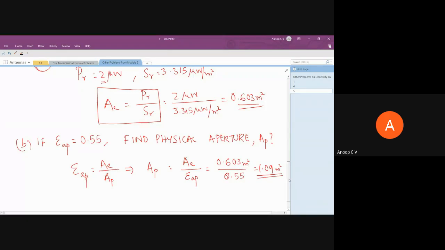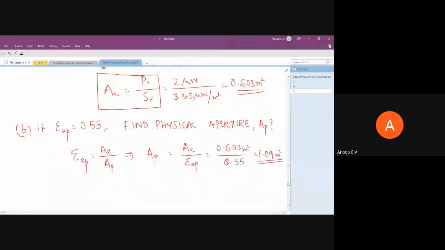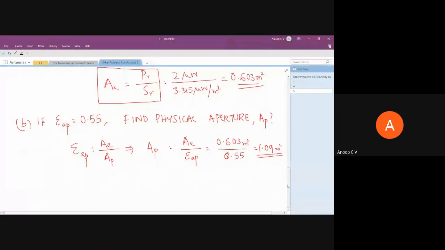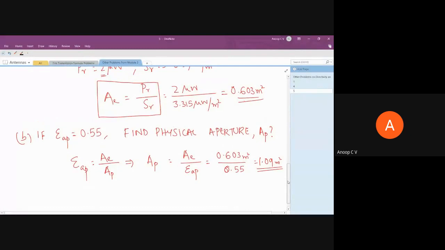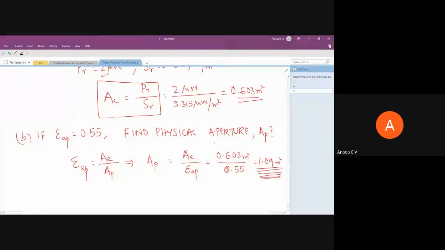So that is the answer. The physical aperture is 1.09 meter square, but the effective is only 0.603. If the aperture efficiency was 1, this entire 1.09 meter square would have captured the power. But as aperture efficiency is 0.55, only 55% of the aperture is effectively capturing the power.